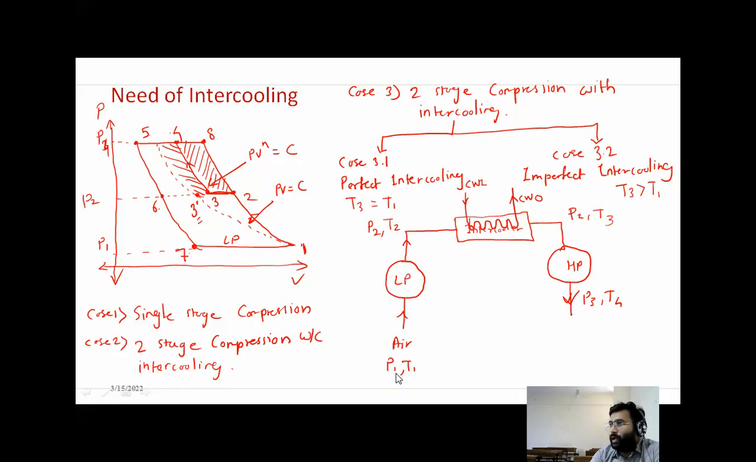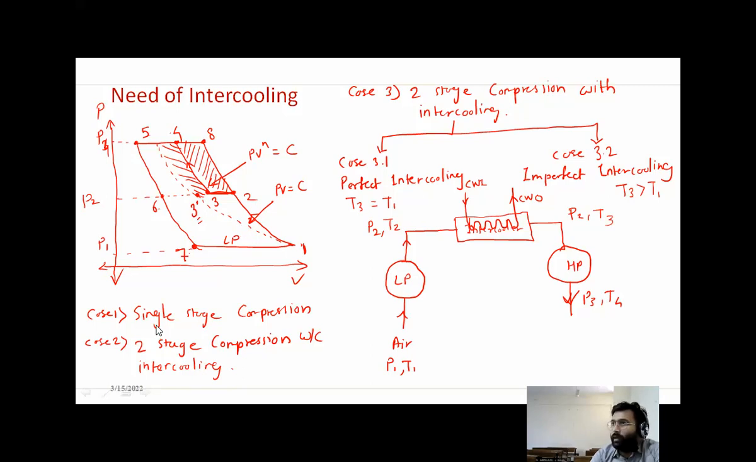Okay. So here, 1 to 2 means low pressure compression. 2 to 3 is the intercooling, and 3 to 4 is the high pressure compression. So this is a multi-stage compression. Now compare all three cases. For the time being, ignore this dotted line and these three. Now compare all the three cases.